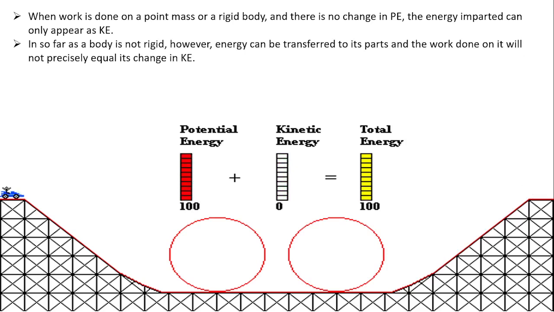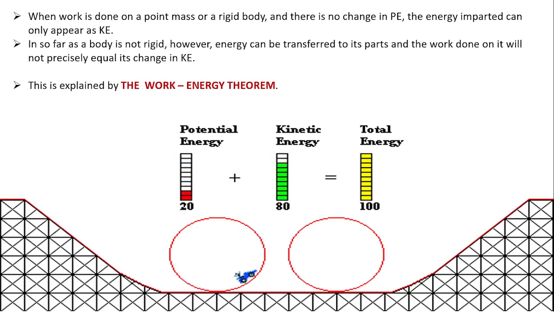Insofar as a body is not rigid, however, energy can be transferred to its parts, and the work done on it will not precisely equal its change in kinetic energy. I think this is where we are now talking about the work energy theorem. This is where we are trying to explain that energy and work done cannot really be equal to each other. So I'll give you an assignment to go and find out more about the work energy theorem. That will be your assignment as of today.